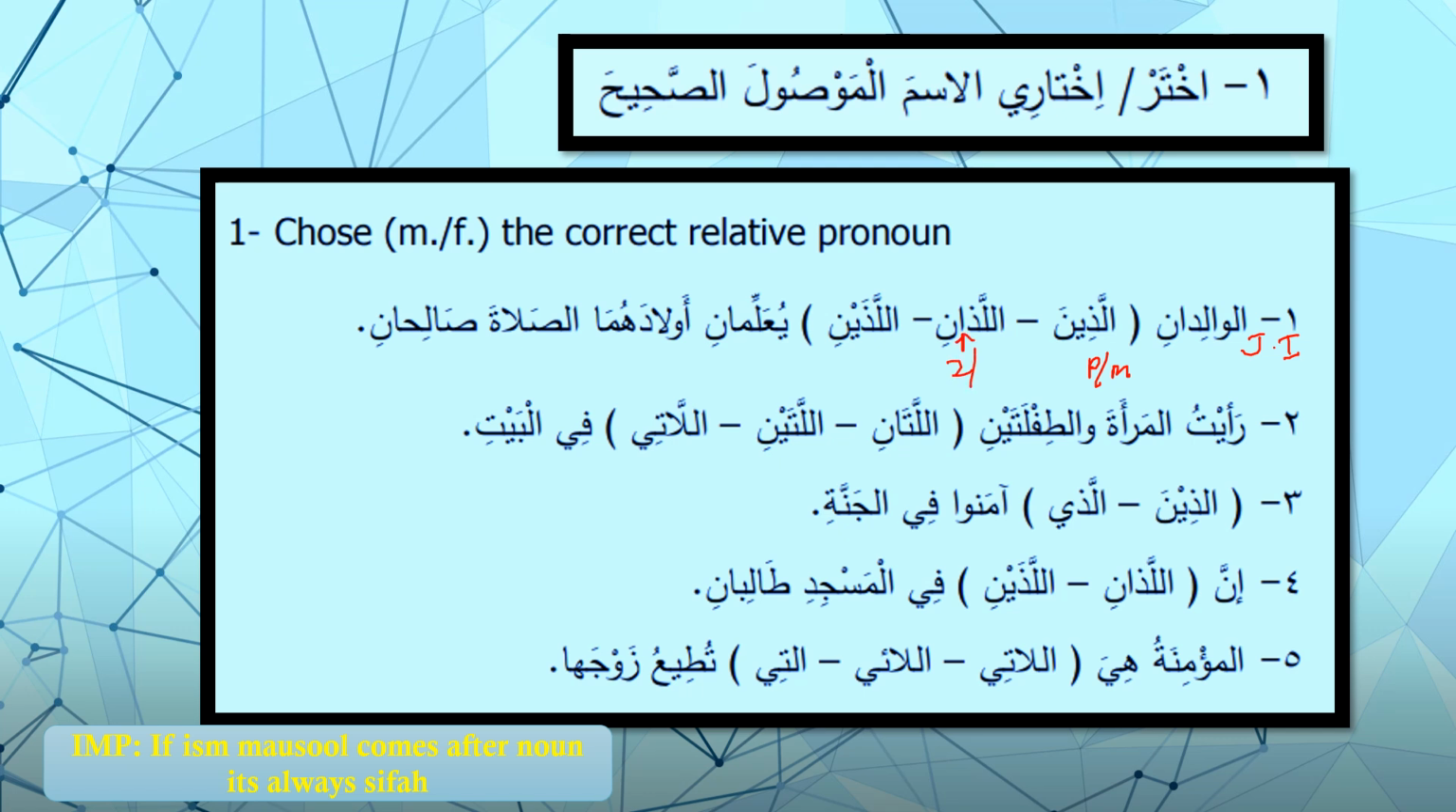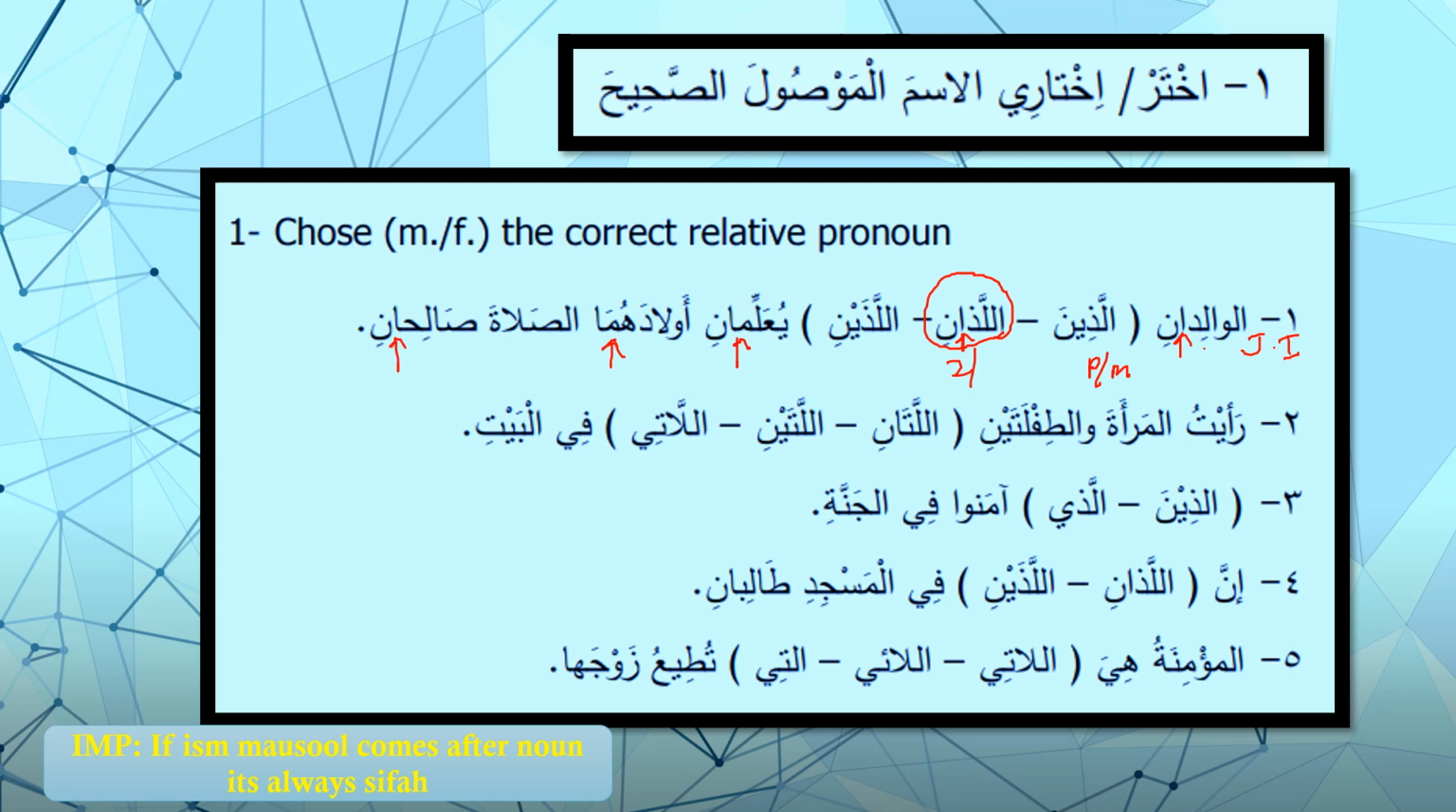So since al-walidani is in marfu, we will use the ism mausool as marfu for the duals, because this is also dual, and you know the ism mausool will be sifa, so you will match everything for the noun. So al-ladhani. Yu'allimani, so everything is in dual. Awladahuma, the damir is for dual. As-salata salihan, so everything is in dual.